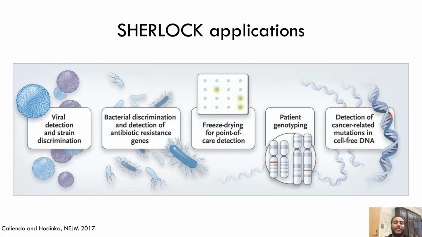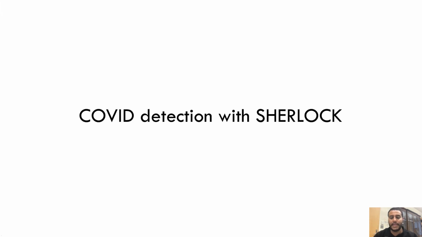There are a lot of different areas in healthcare that could benefit. We've shown detection of viruses, bacteria, point of care detection on lateral flow strips, patient genotyping from saliva, even cancer detection from DNA that's in the blood via point of care liquid biopsies. So we've been pretty excited about the broad utility of these approaches. And when the pandemic took off, we realized that there was potential that assays like SHERLOCK could be really beneficial for COVID-19 detection.